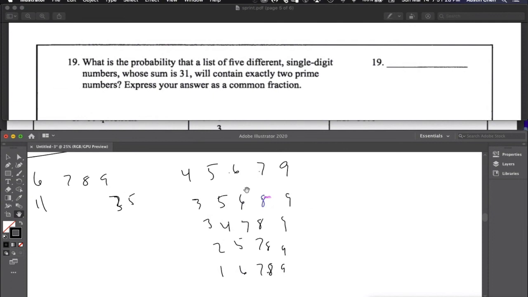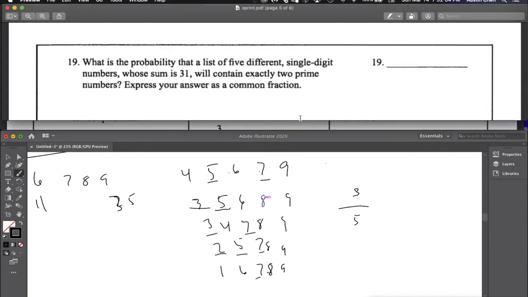This is all the 5 cases that I can have, and then once you have that, you just count how many have exactly 2 prime numbers, and you put that over the total number of lists, which is 5. So how many have 2 prime numbers? Well, this one has 5 and 7, so that's 1. This one has 5 and 3, so that's 2. This one has 3, 7, so that's 3. This one has 2, 5, 7, so that doesn't work. And this one has only 7, so that doesn't work.